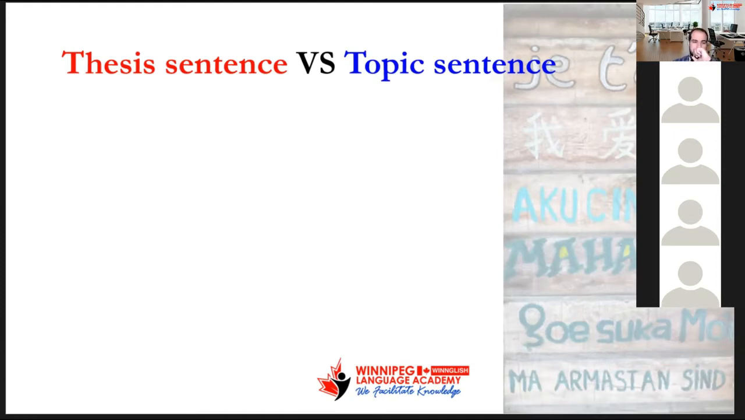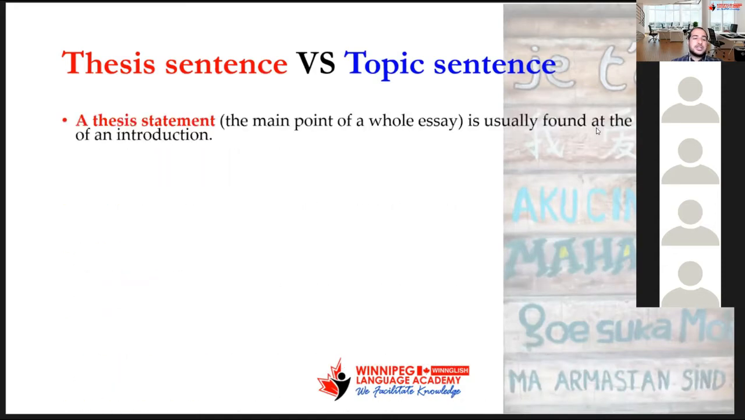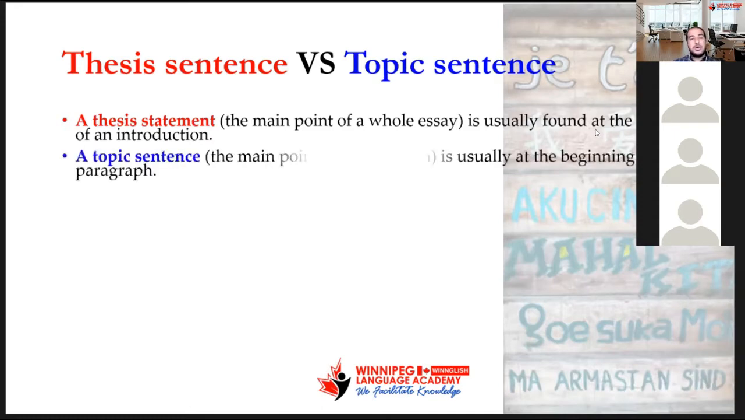So as we mentioned, and you mentioned here, a thesis statement is the main point of the whole essay, and it is usually found at the end of the introduction, while a topic sentence is the main point of a paragraph, and you could usually find it at the very beginning of a paragraph. So Amani says here, because it gives us all the ideas which will be included in the essay.